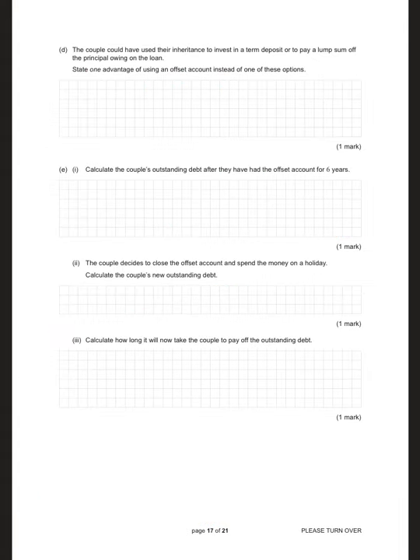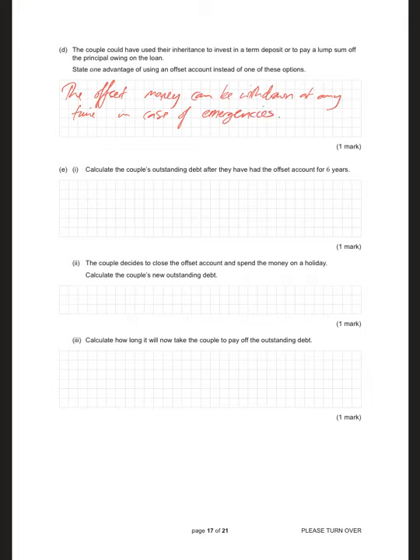Next, the playback controls on my iPad are blocking the thing, so I need to read my printout. The couple have used their inheritance to invest in a term deposit or pay a lump sum. They could have. State one advantage of using an offset account. The offset money can be withdrawn at any time in case of emergencies. You've always got access to it.